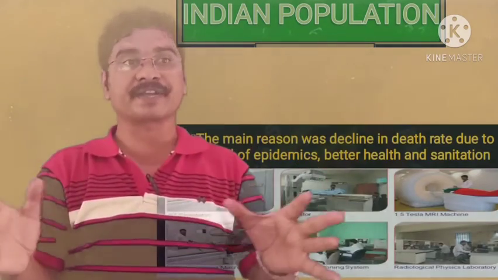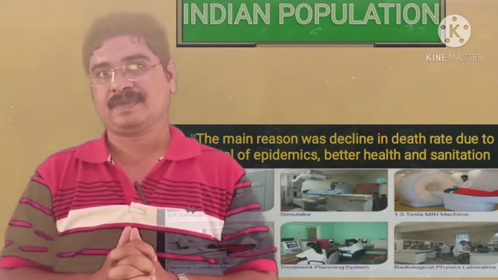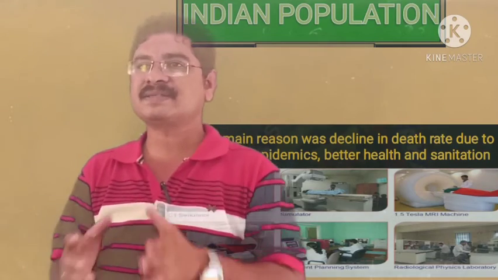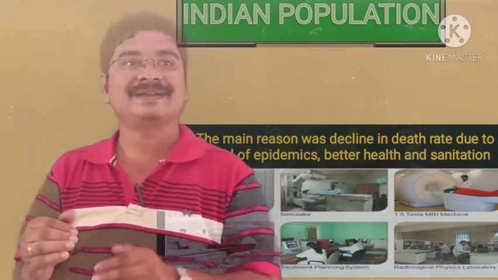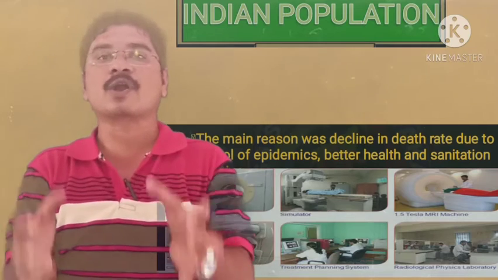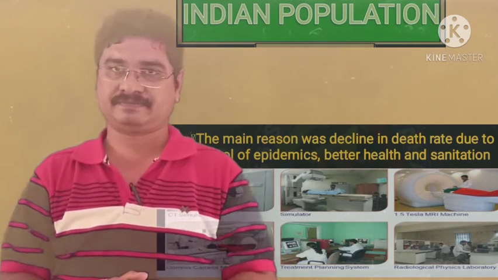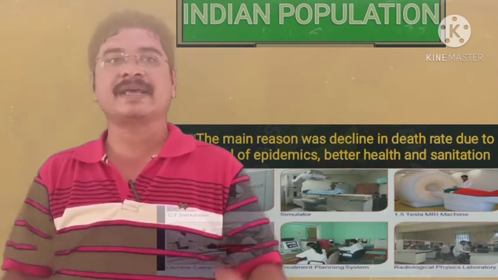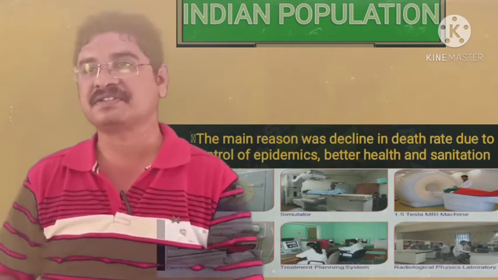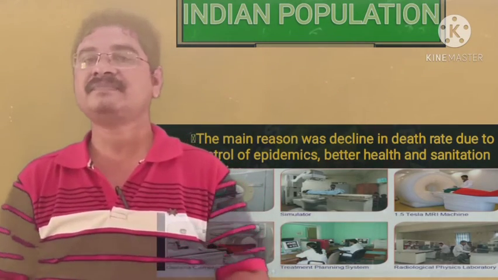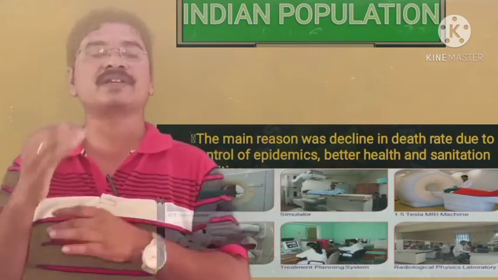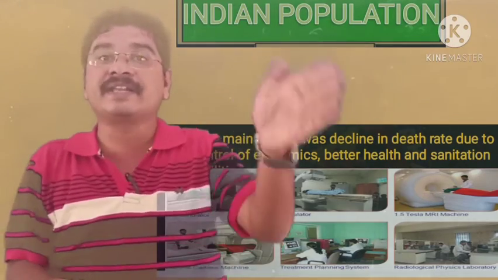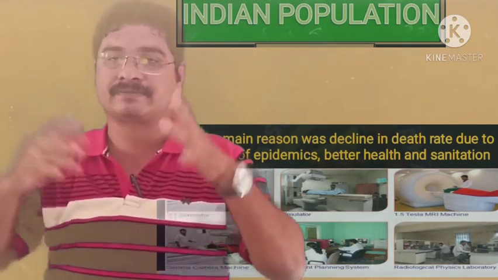The period from 1921 to 1951 was considered as a period of moderate growth. The main reason was the decline in death rate due to control of epidemics, better health and sanitation. The growth rate of population was very high from 1951 to 1991.